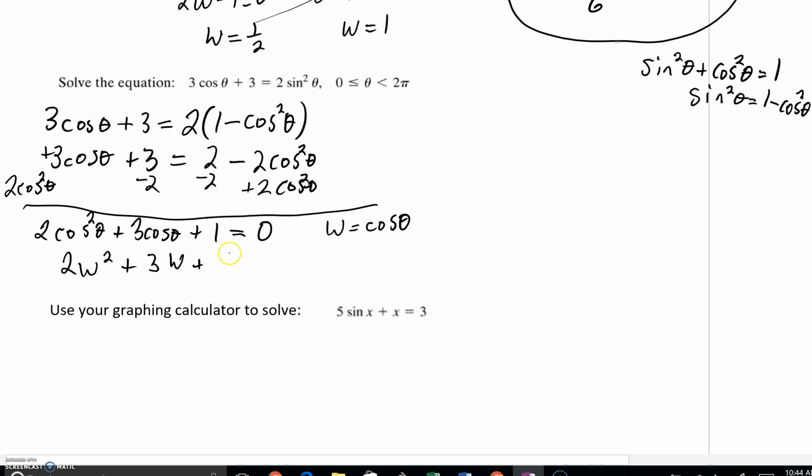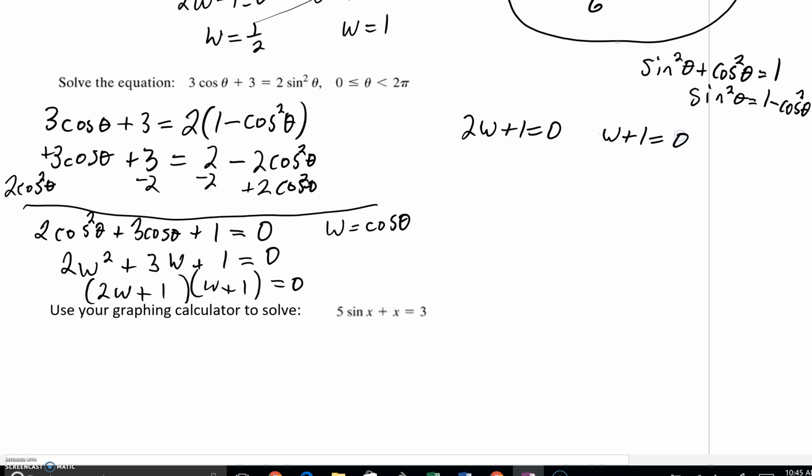This is really a quadratic. And it's a quadratic that we can factor. This would factor into 2w plus 1 and w plus 1. And then we can use that zero factor theorem, also known as the zero product property. And it would only take a moment to solve. You'd get w is equal to negative 1/2 and w equals negative 1.